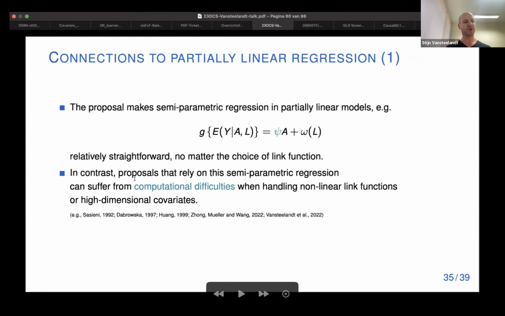Let me draw a connection to partially linear regression. One advantage I would say of this proposal is that it makes semi-parametric regression in partially linear models fairly straightforward, no matter the choice of link. And in other work on partially linear models, I think there have been computational difficulties when handling nonlinear link functions or when handling high-dimensional covariates, difficulties in solving the required estimating equations.